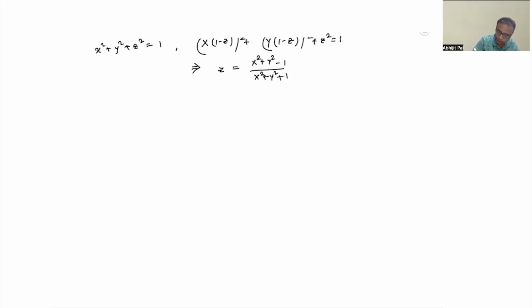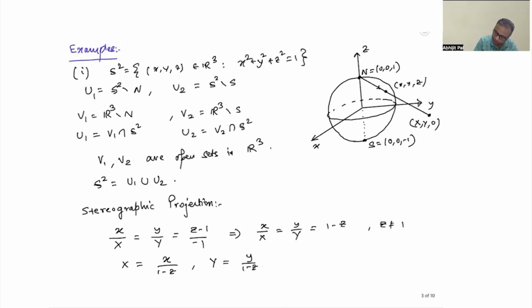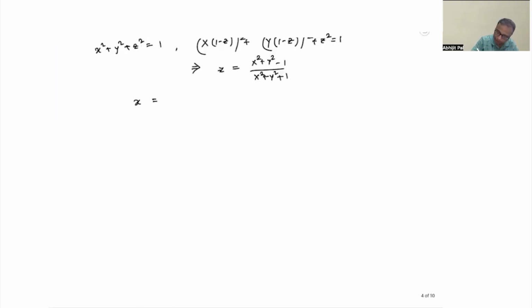Okay, and therefore small x is equal to capital X times 1 minus z. So you can put the value of z here. What we'll get is x is equal to 2X divided by capital X square plus capital Y square plus 1. And similarly, small y is 2 capital Y divided by capital X square plus capital Y square plus 1.